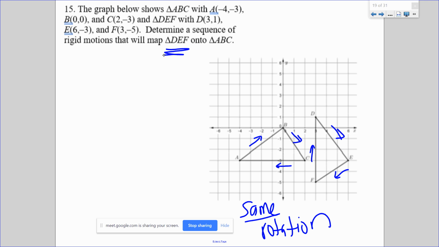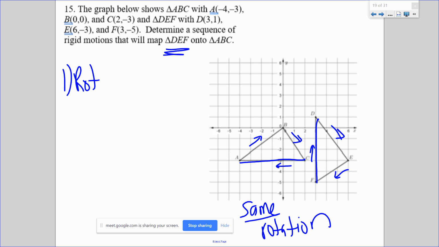So it wants me to put D, E, F onto A, B, C. So keep in mind I'm rotating it to the left. How many degrees is that going to be? I have the flat piece pointing up. I want the flat piece to face horizontally. That looks like 90 to me.